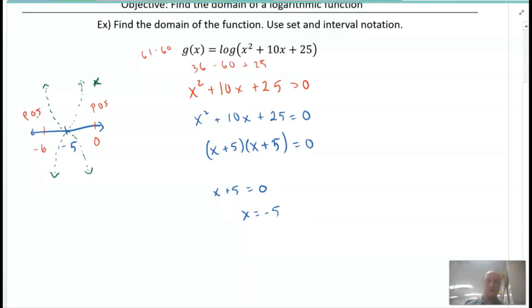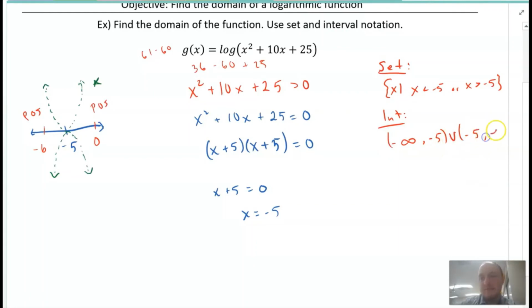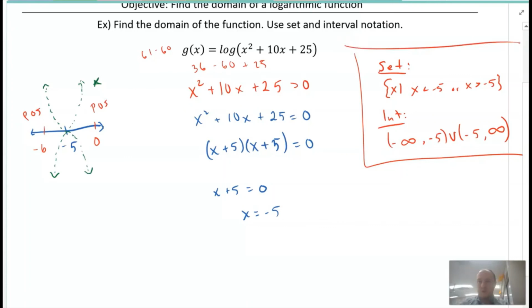Therefore, I know that our domain is everything except negative 5. So x such that x is less than negative 5 or x is greater than negative 5. In interval notation, that's negative infinity to negative 5, union negative 5 to infinity. So that's kind of the weird case number 1.